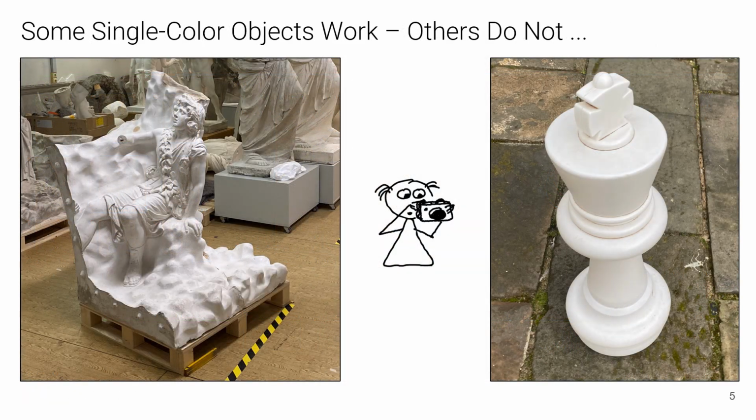Let's take a look at two concrete examples. On the left, we see a plaster cast from Leipzig, and on the right, a chess piece in Dresden. Both were taken with a smartphone.